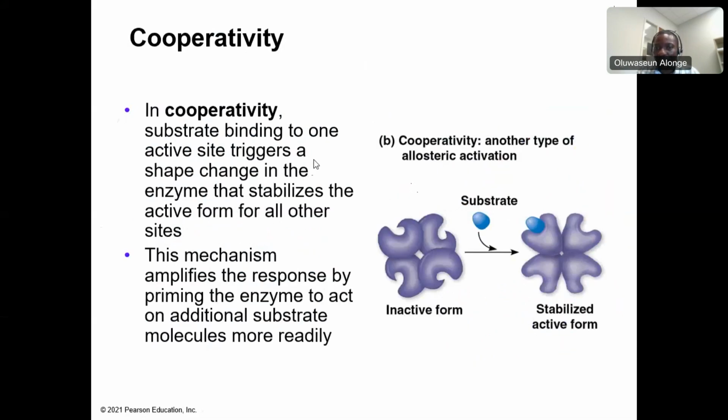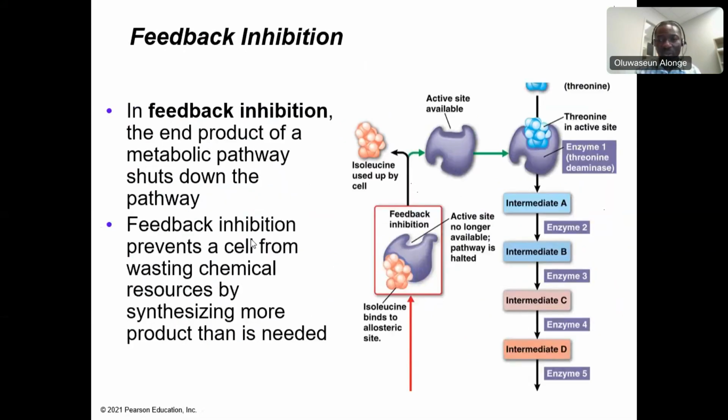Now, cooperativity is another type of allosteric regulation. In cooperativity, the substrate binding to one active site triggers a shape change in the enzyme that stabilizes the active form for all other sites. So you see, once this binds, the other active sites will open up, unlike here, and then the substrate will be able to bind.